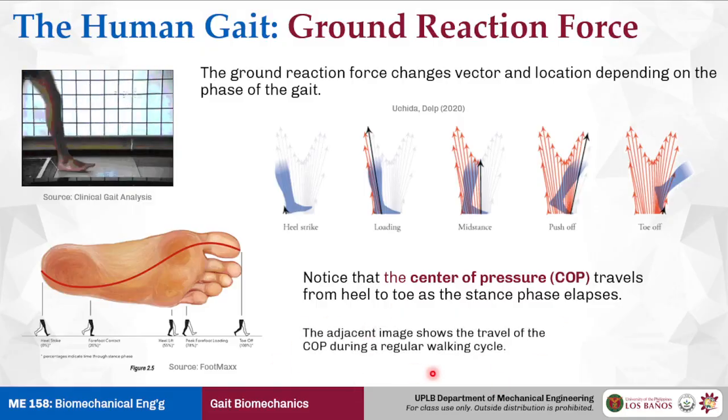The adjacent image shows the travel of the COP during a regular walking cycle. If you think about it, this heart-shaped form is happening while the center of pressure is transferring from the outside of the heel to the inside of the more forward section of your foot.